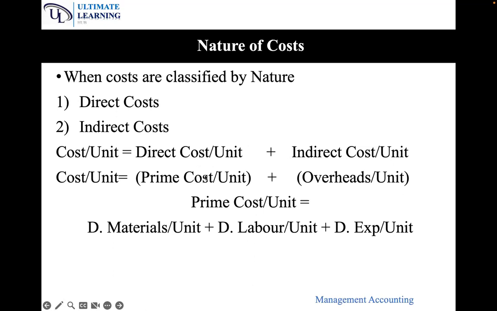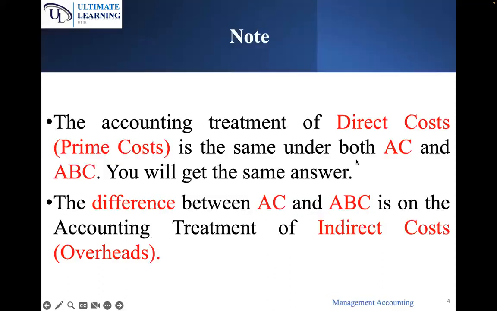There is no difference when accounting for direct costs. The only difference between AC and ABC is how you account for indirect costs. I hope that point is clear. Now we can go and read this.